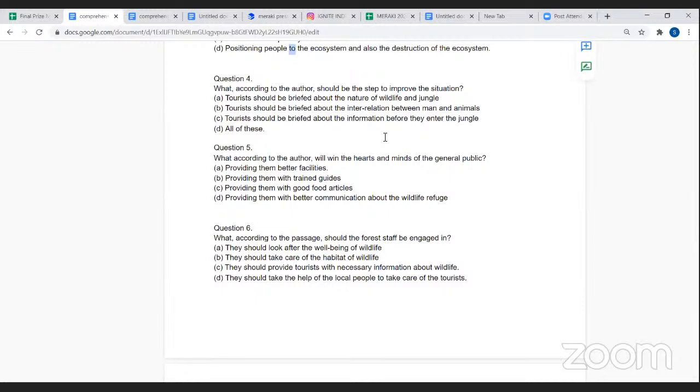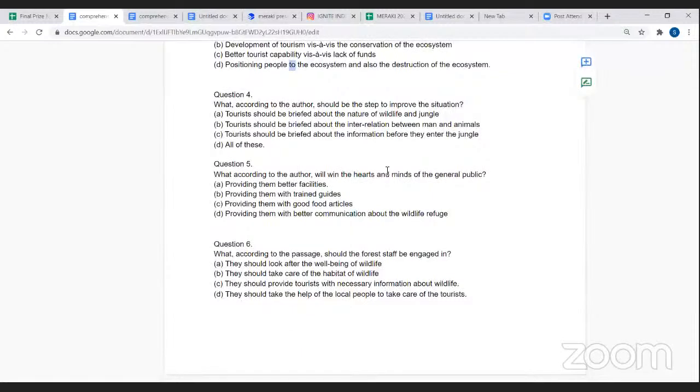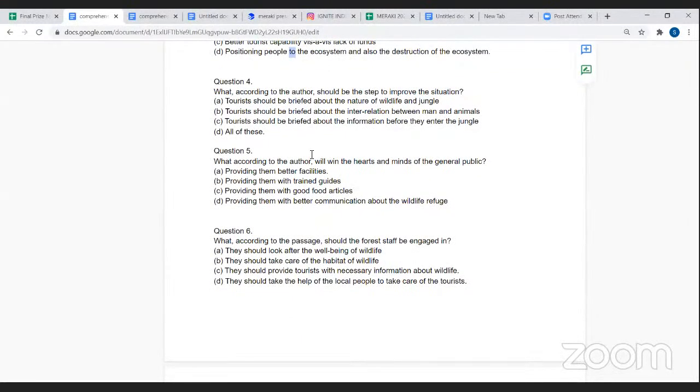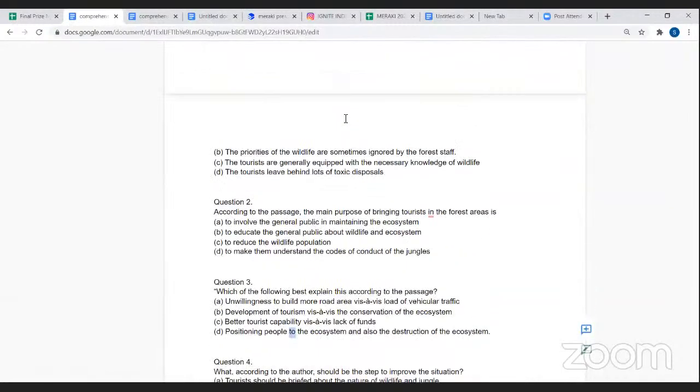Ma'am, question third ka answer? Question 3rd ka Option D. The answer is positioning people in the ecosystem and also the destruction of the ecosystem. For option 4, all 3 of these are the steps that should be taken to improve the situation. So all of these. Ma'am, I didn't understand the fourth answer. No, sorry, the 3rd answer. Yes, ma'am. It is positioning people in the ecosystem and also the destruction of the ecosystem.